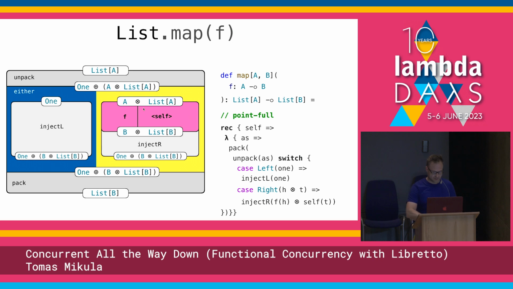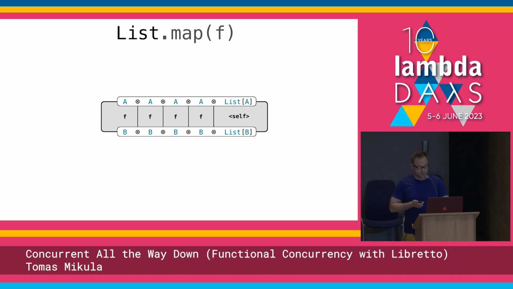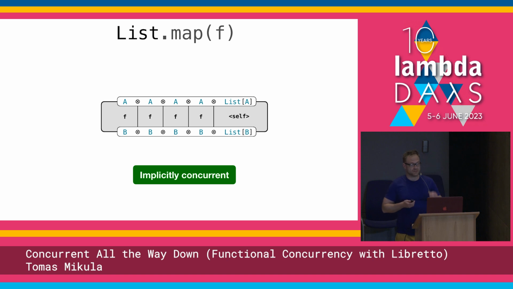So let's iterate it a few more times. Another element, another one, and another one. And all of these mappings of elements take place concurrently without having to manually start and await any threads.